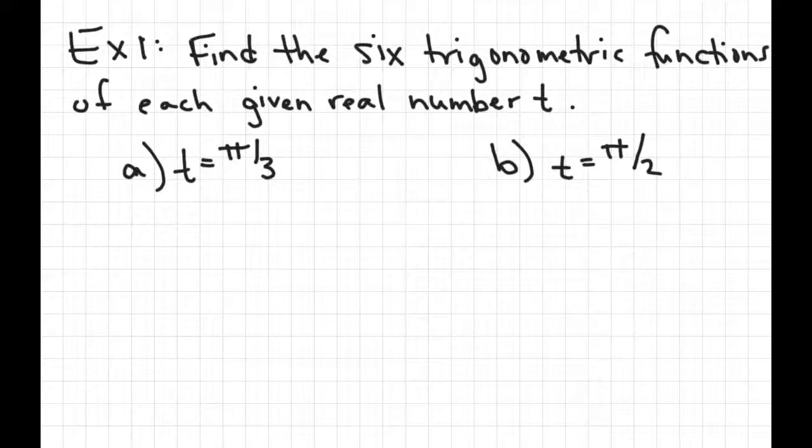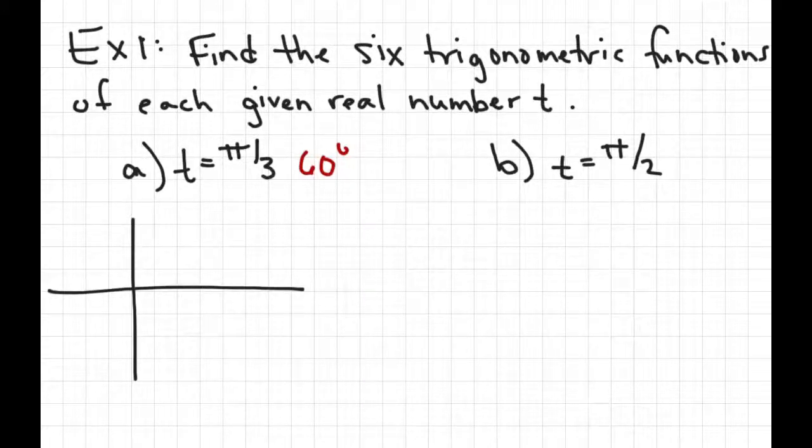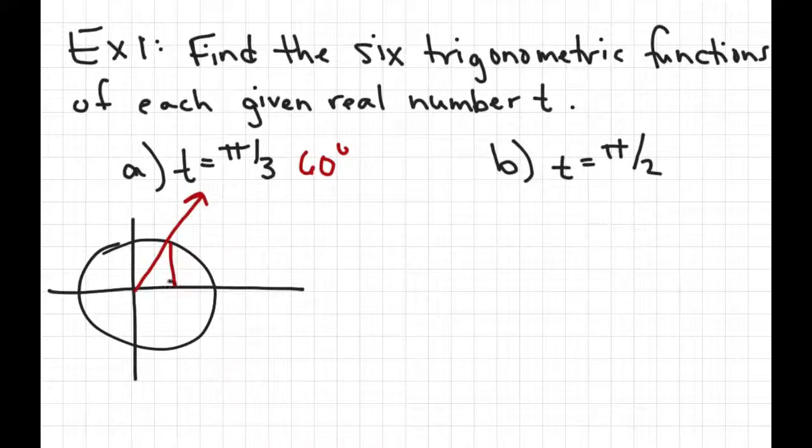Let's find the 6 trigonometric functions of each of these given real numbers t. So let's start with t equal to pi over 3. Well, first of all, let's remember that pi over 3 is the same thing as 60 degrees. So if I were to draw a picture here in the unit circle, 60 degrees would be up here somewhere. You'd drop a perpendicular, so you'd have a 30-60-90 triangle. If that is your 60-degree angle, then the side opposite 60 degrees is the square root of 3, the side opposite 30 is 1, and the hypotenuse is 2.